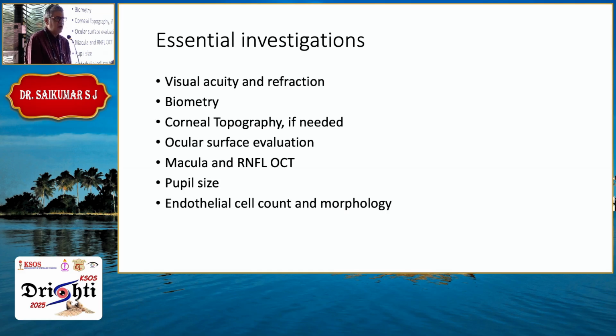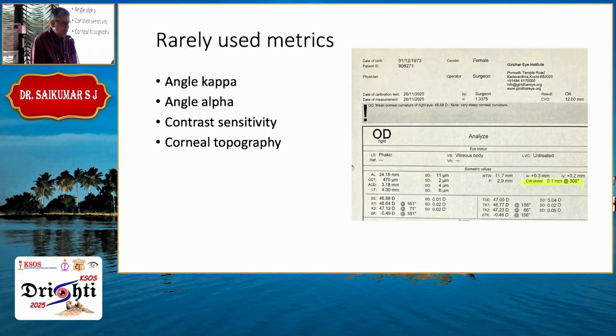Endothelial cell count also is extremely important. There are some metrics which are rarely used, which are the angle kappa and alpha. I think some surgeons use that. We don't use it regularly. We can make a small compromise on that, which is called the chord length, which is available in the IOL Master 700. So you can use it as a surrogate marker instead of using the angle kappa.